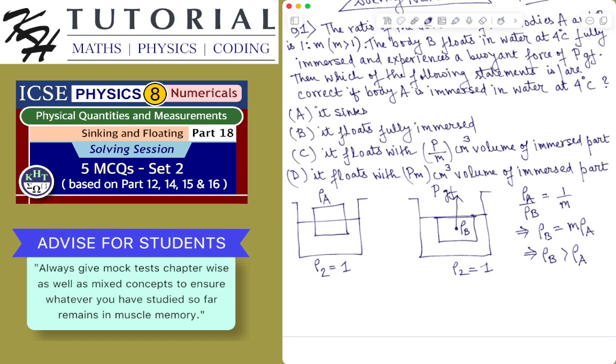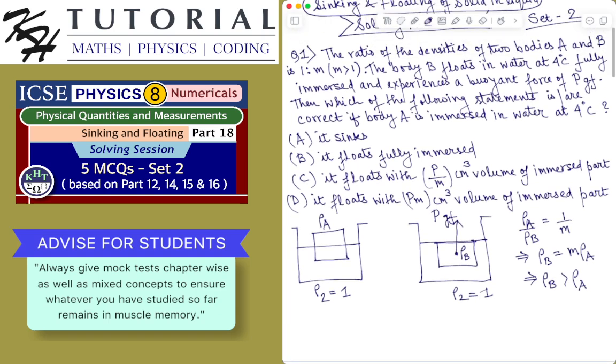Okay, let's see what is happening with the body B. It is floating, fully immersed. Now we know that a body floats in a liquid fully immersed when the density of the body is equal to the density of the liquid. So clearly we can see that rho B has to be equal to the density of the water at 4 degrees centigrade, which is equal to 1. So rho B is equal to 1, that is 1 gram per centimeter cube.